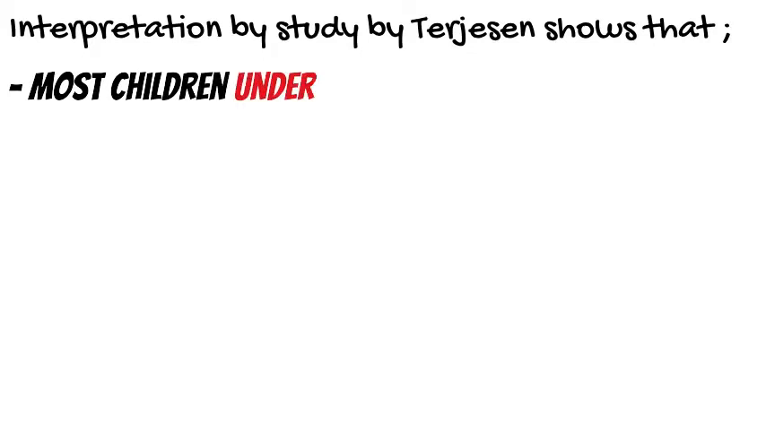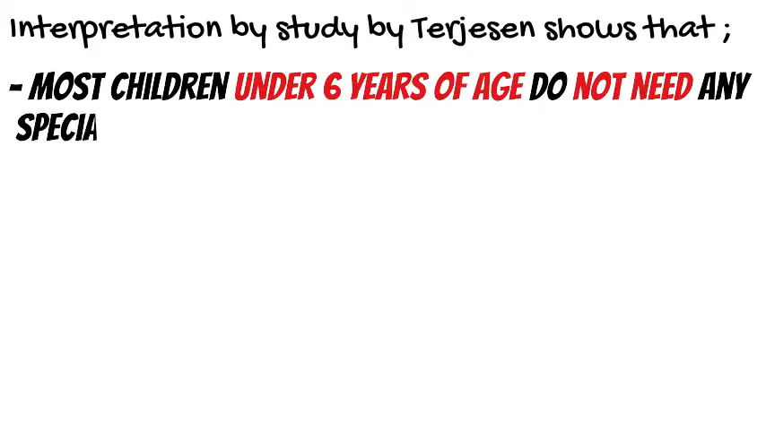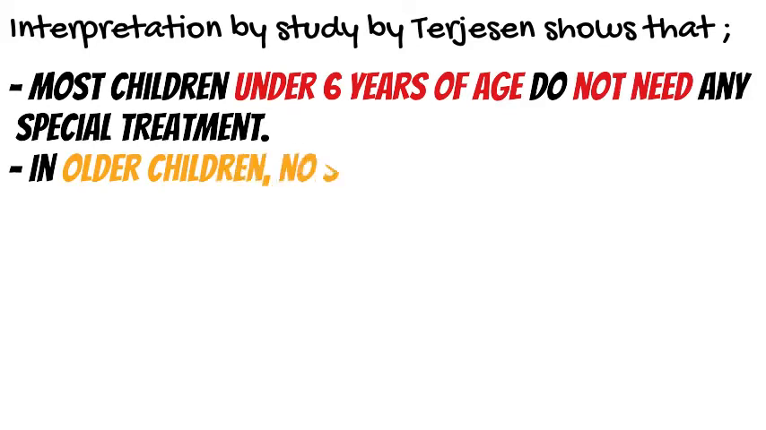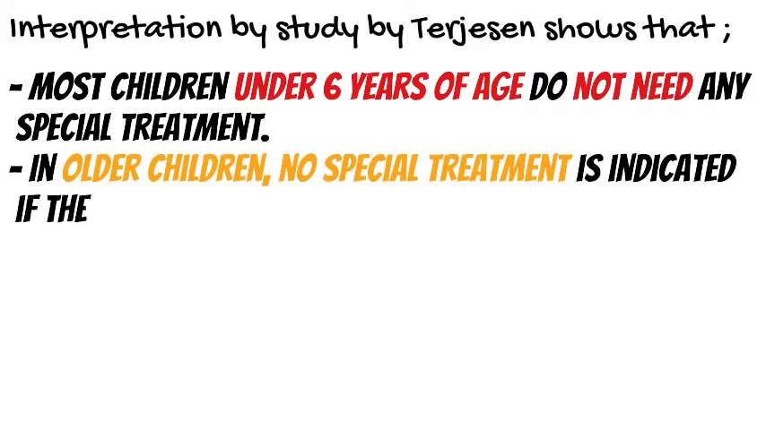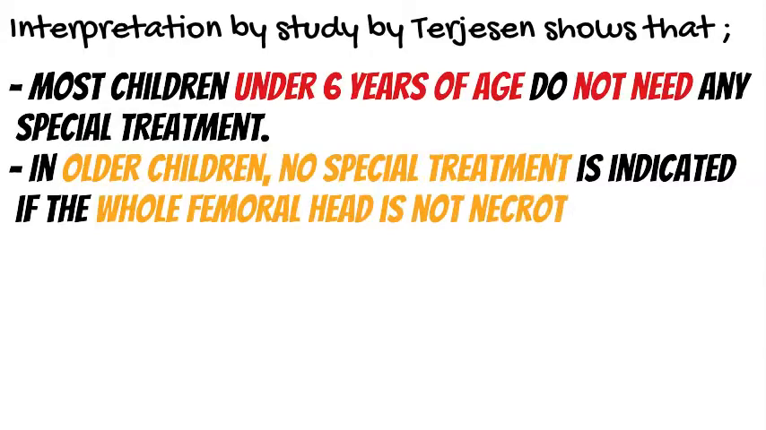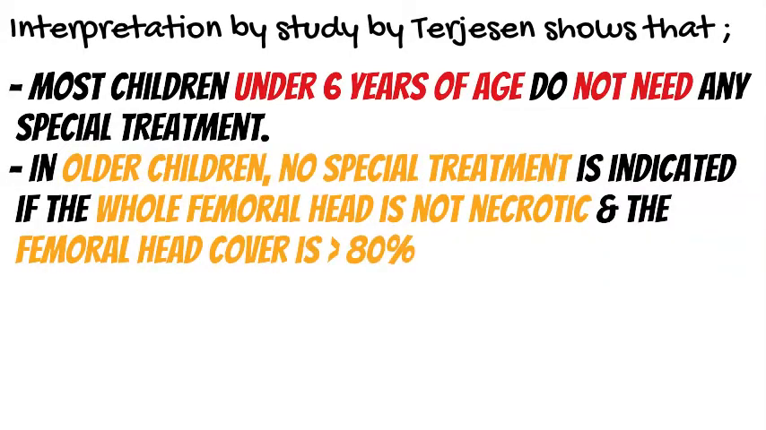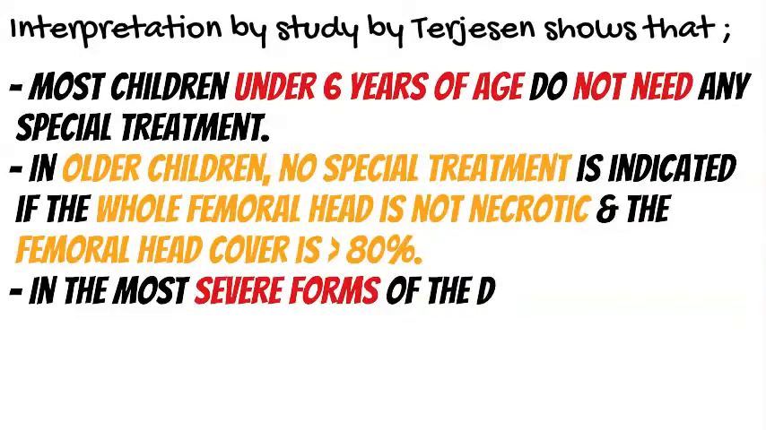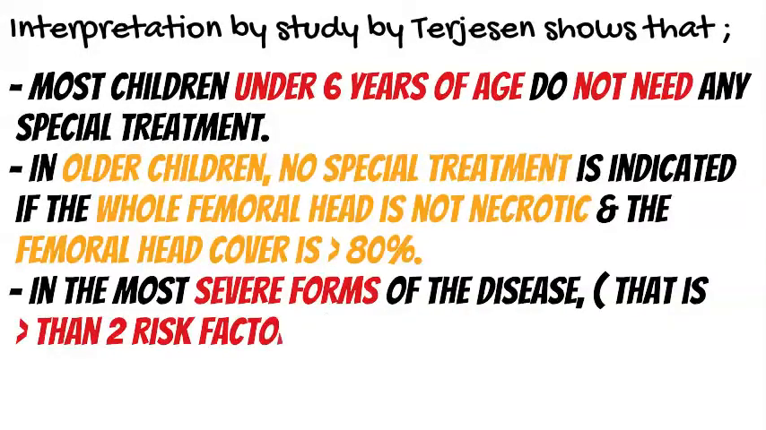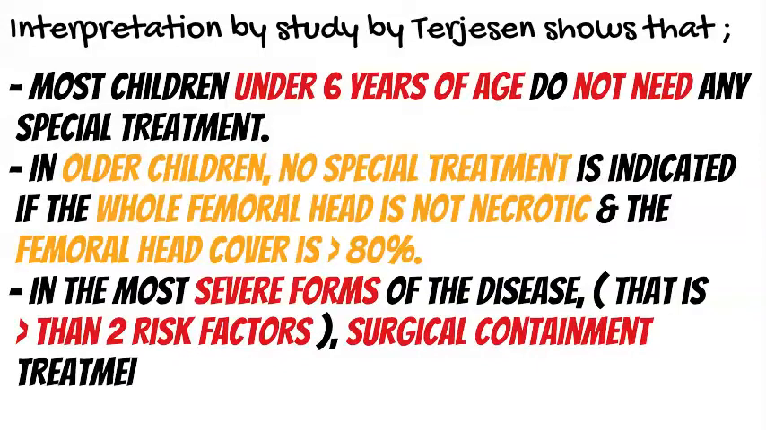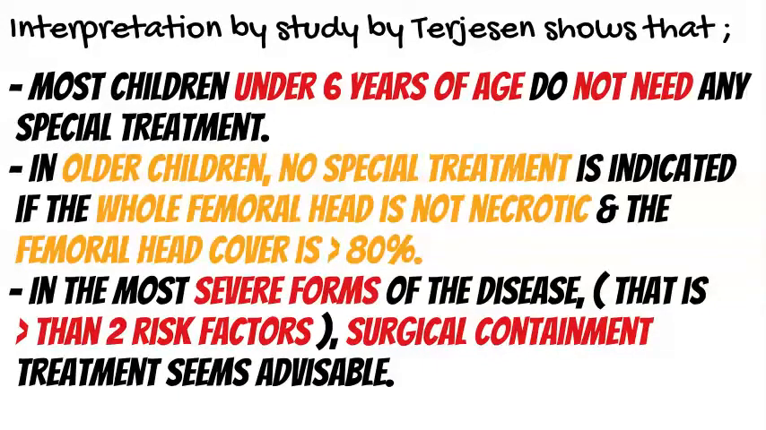Interpretation of the study shows that most children under 6 years of age do not need any special treatment. In older children, no special treatment is indicated if the whole femoral head is not necrotic and the femoral head cover is more than 80%. In the most severe forms of the disease, with more than 2 risk factors, surgical containment treatment seems advisable.